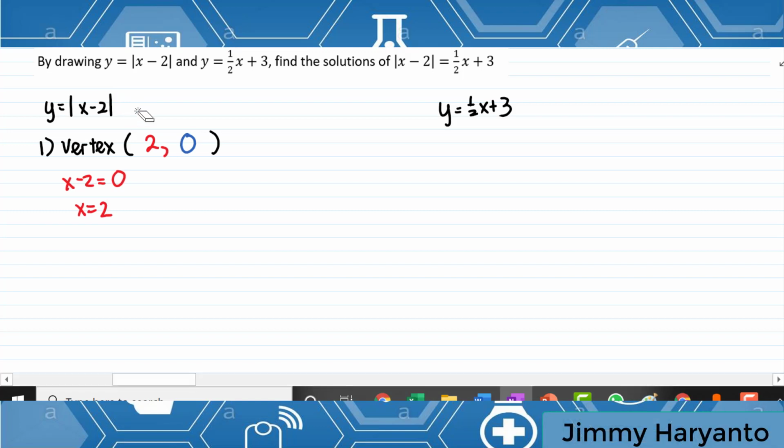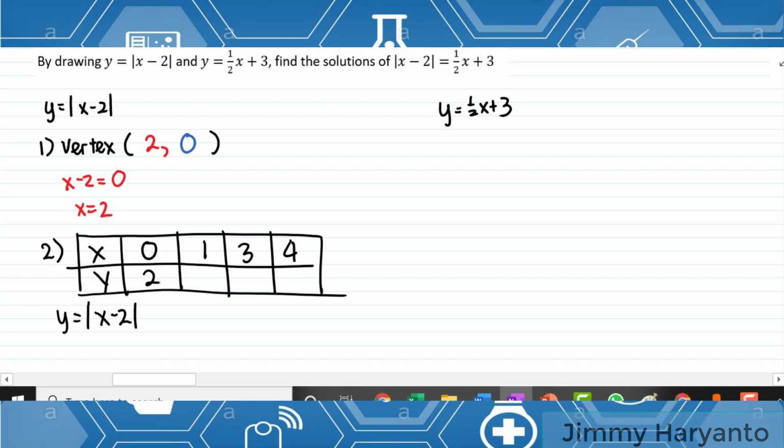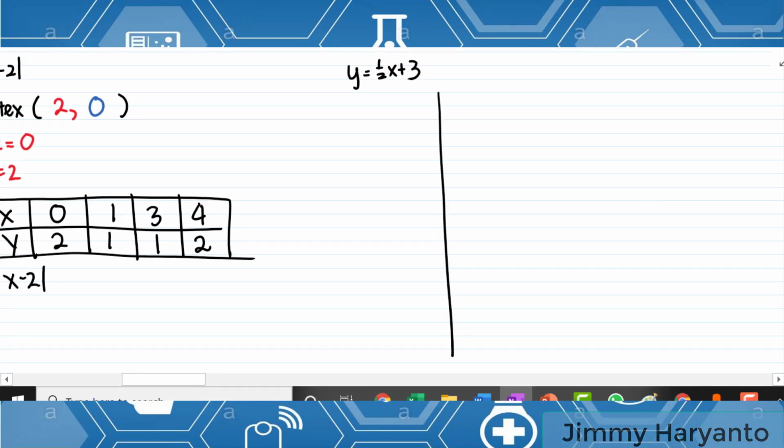So the vertex is 2, 0, and then we have to create a table of values of x and y around 2, maybe x equals 0, 1, 3, 4. For x equals 0, y equals the absolute value of 0 minus 2, which is 2. For 1, it's 1. For 3, 3 minus 2 is 1. For 4, it is 2. Okay, and then we have to draw it.